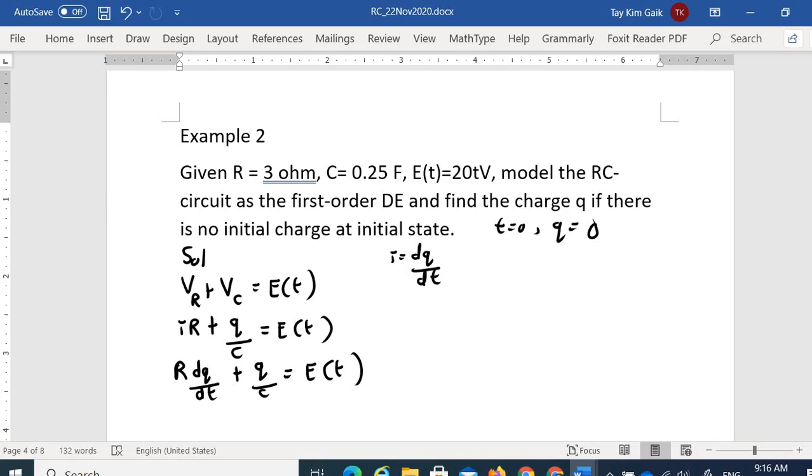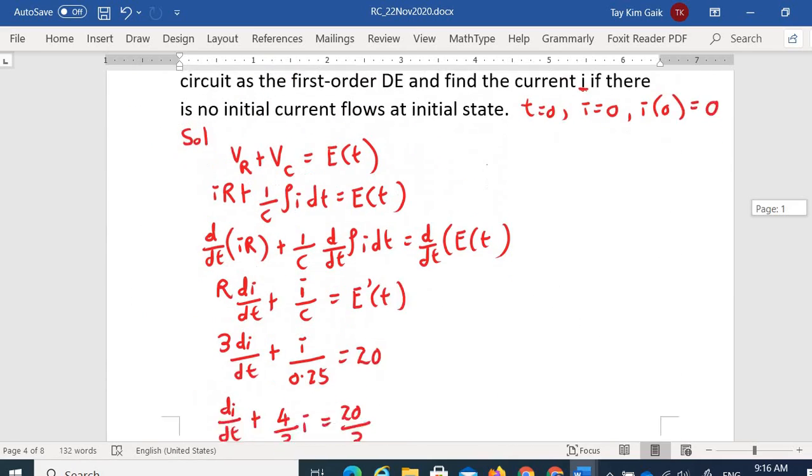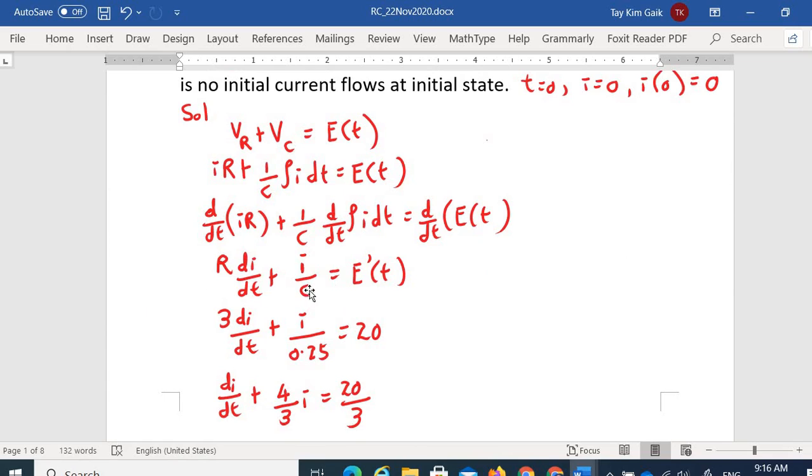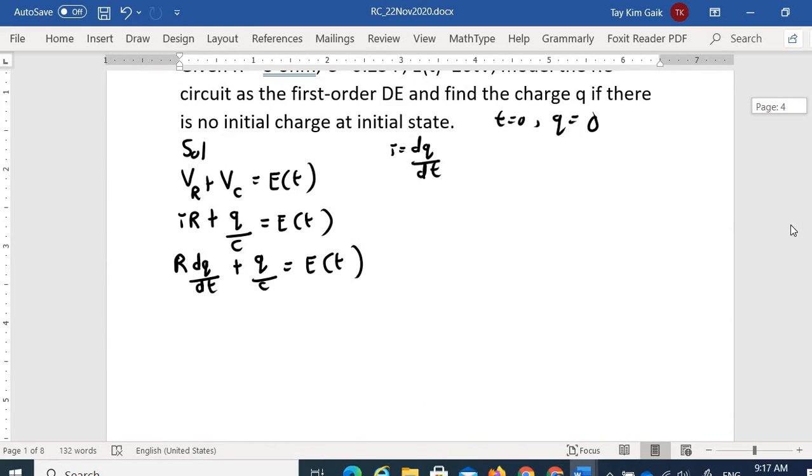If we solve in terms of I, the right hand side is E prime t, because Vc is 1 over c integral of I dt, and then I differentiate both hand sides, I become di dt. So this is I over c. Then compare with solving for current. We get R di dt plus I over c equal to E prime t. If you solve in terms of charge, it is R dq dt plus q over c equal to E(t). So make sure you take note of it.